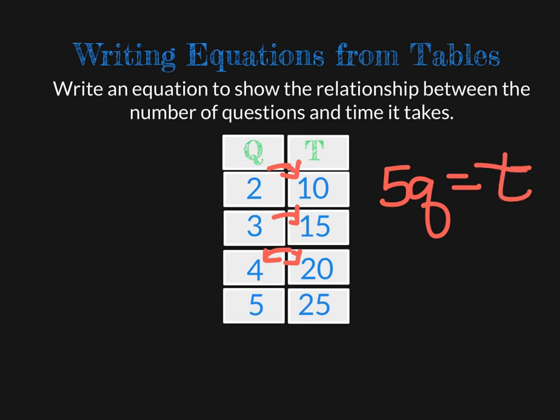Or you could write that in reverse order. If you start with the amount of time it takes, if you start with the time and you go backwards, you see that you divide it by 5, and that would give you the number of questions that you have. The big thing to remember is that when it asks you to write an equation, it must have an equal sign.